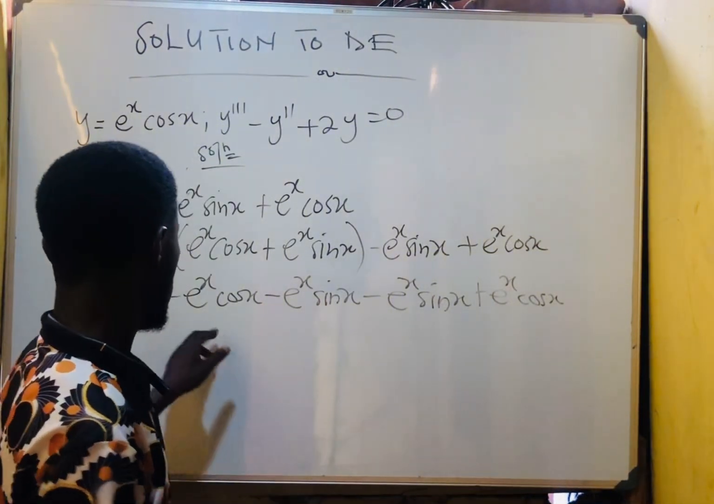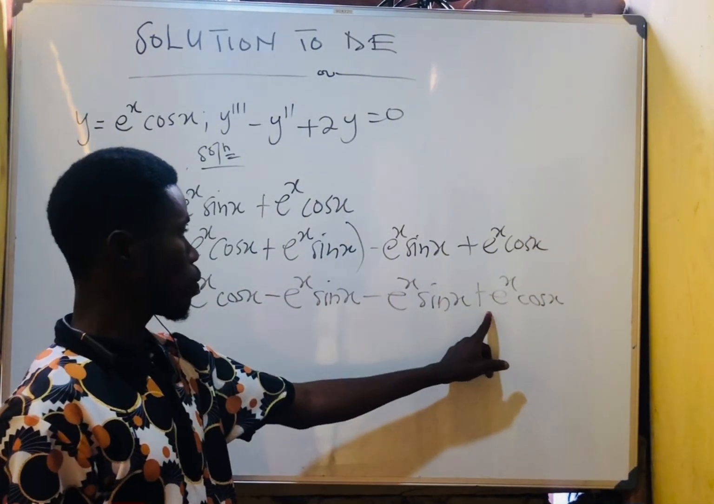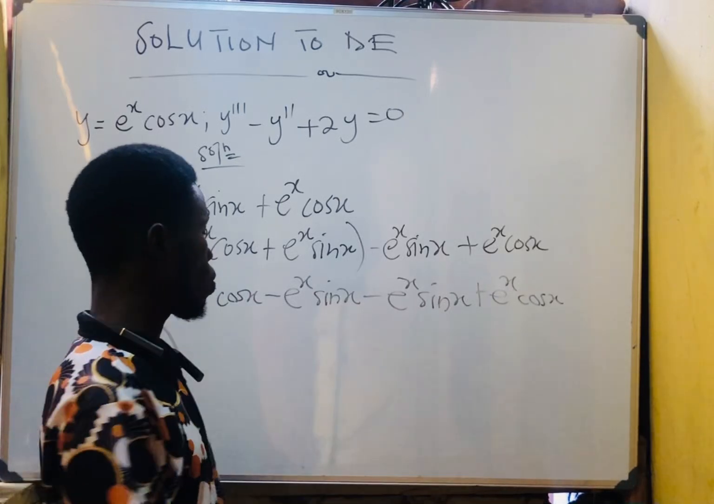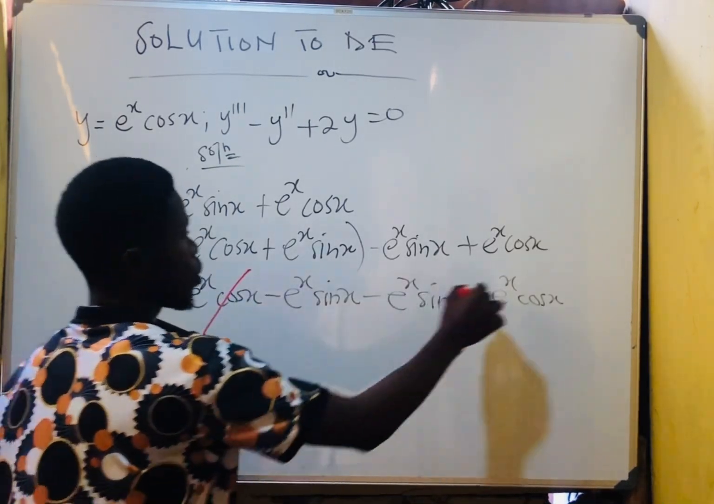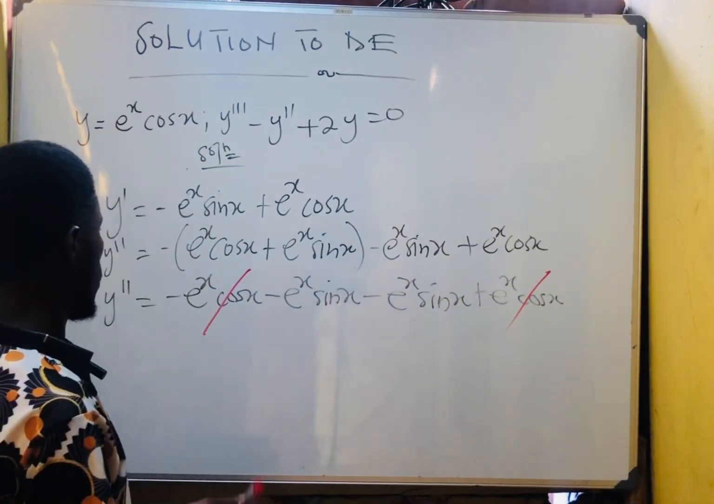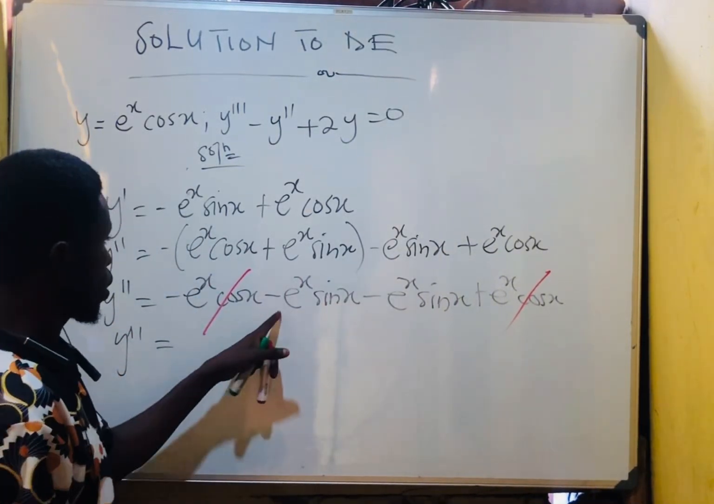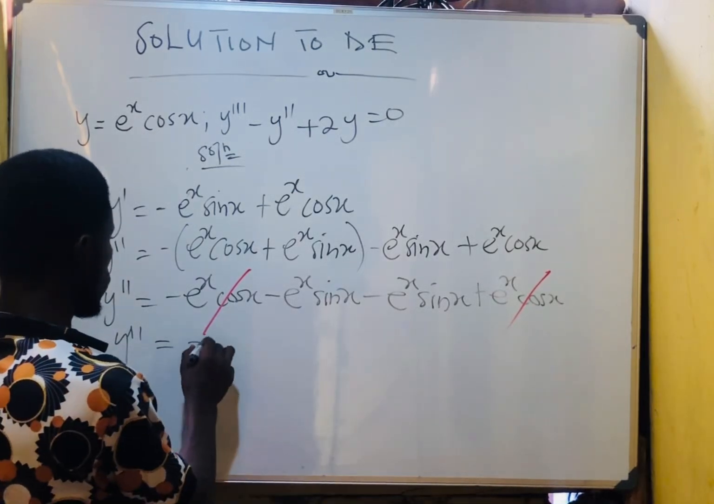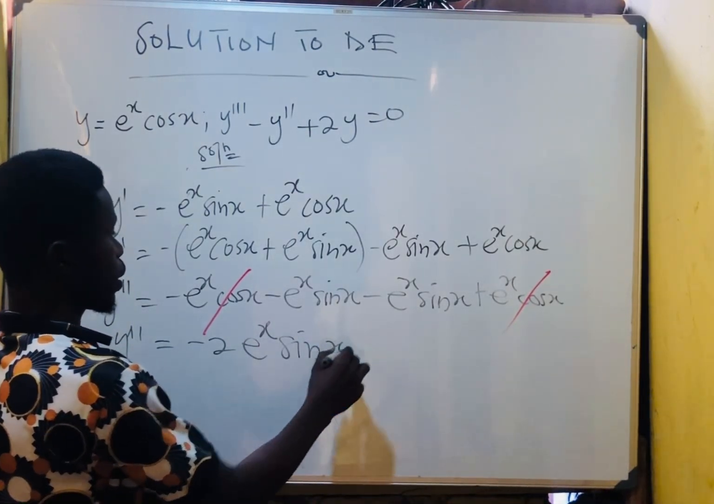So let's see. Negative e to the power x cos x, and this is positive e to the power x cos x. So this will go with this one, so that we have y prime prime equals, this and that are the same, so negative 2 e to the power x sine x.